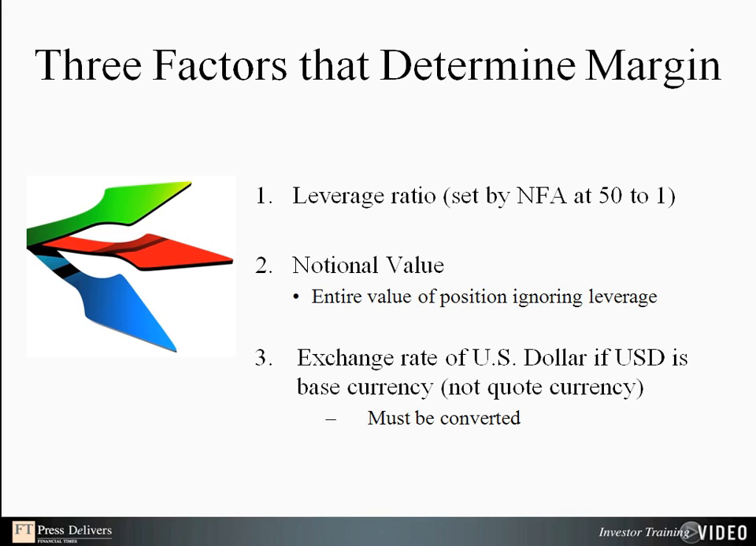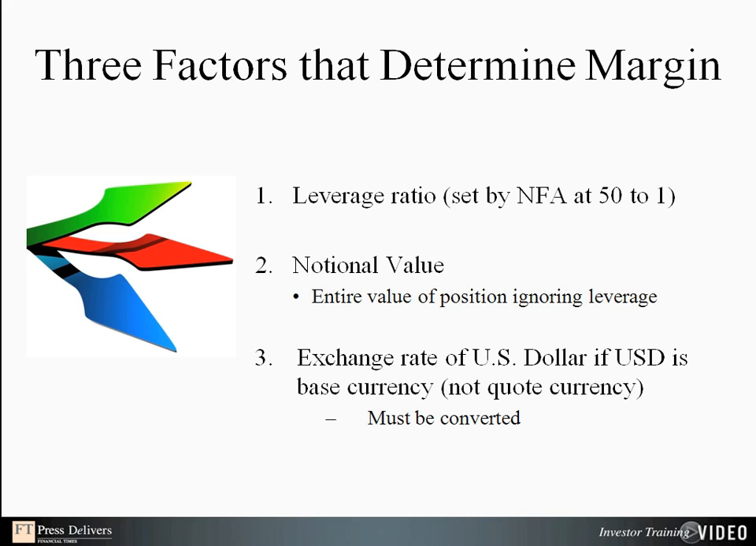The third determining factor is the exchange rate of the US dollar, if the US dollar is the base currency and not the quote currency. In other words, if the dollar is listed first in the pair and not second, then that pair is expressed in terms of the foreign currency. And in order for you to determine what the actual margin requirement is going to be in dollars, you have to first convert the notional value, which is stated in the foreign currency, to US dollars. This can get a little complicated. In fact, it can get so complicated that a lot of beginning traders just say, forget about it.